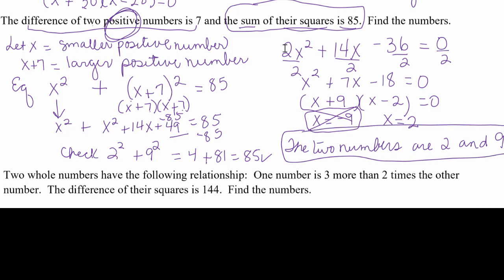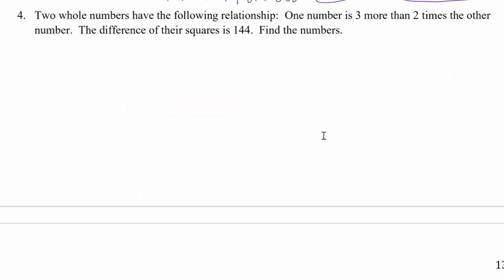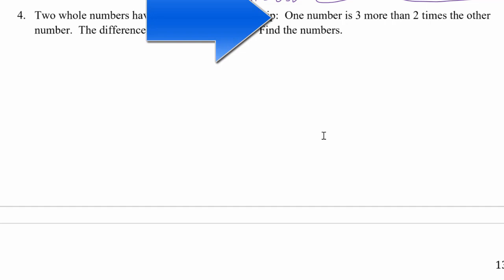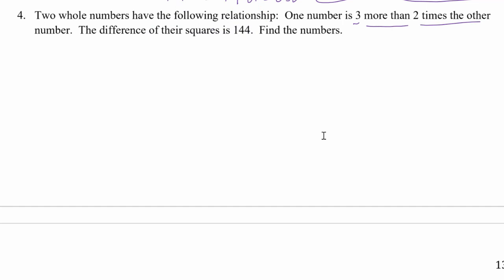Okay, one more example. This one says two whole numbers. So remember, the whole numbers are 0, 1, 2, 3, and so on, right? So positive. Have the following relationship. One number is 3 more than 2 times the other number. The difference of their squares is 144.